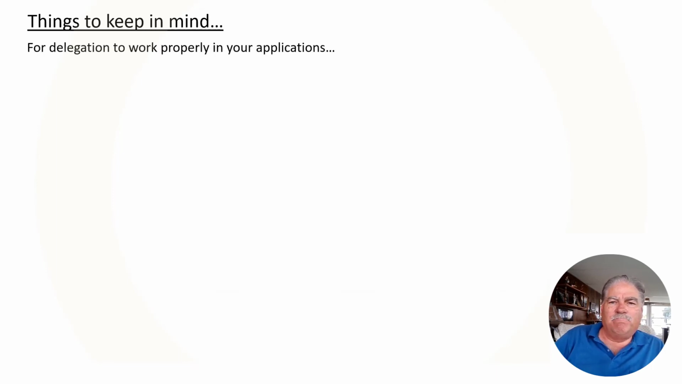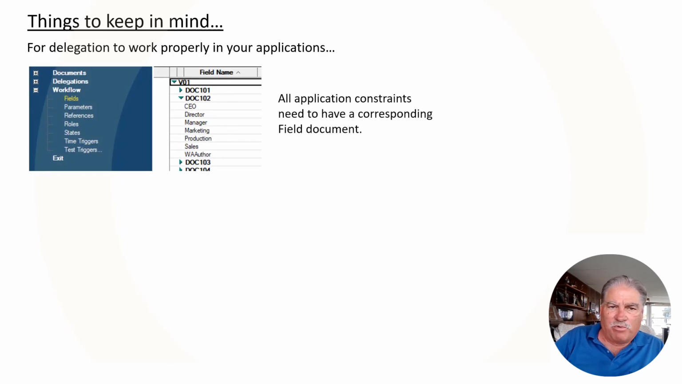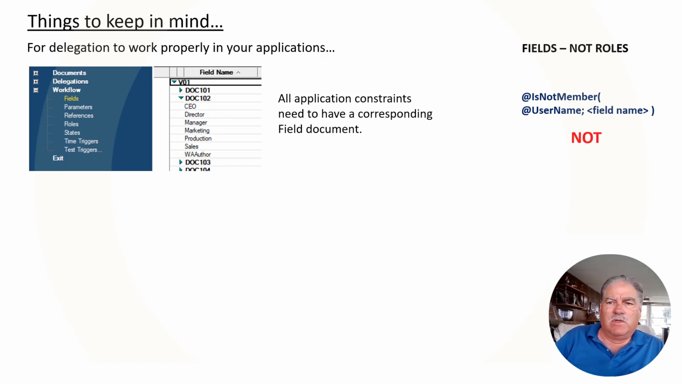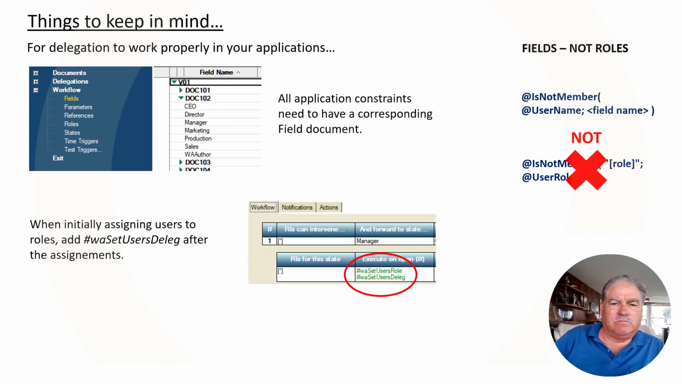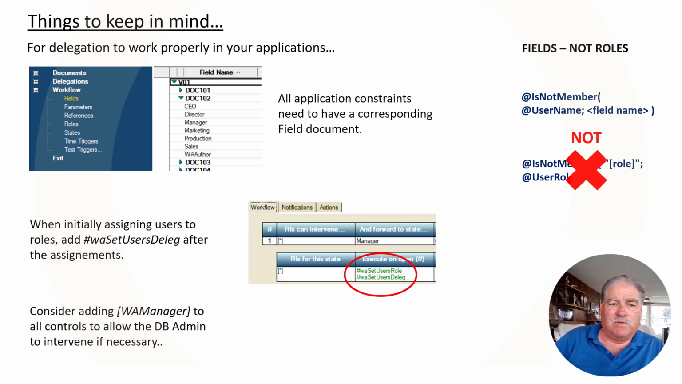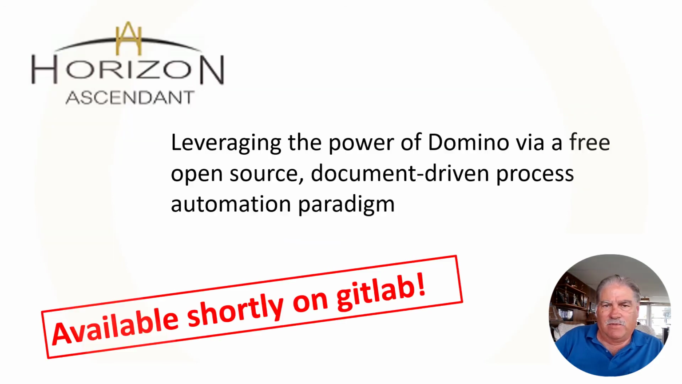A few things to keep in mind for workflow delegation to work properly. So again, we need to create field documents for every corresponding constraint in your application. Always use fields, not roles. So here we want to use that construct, not, for example, one that uses roles. Consider using this code abstraction after you allocate users to your workflow documents, particularly in the initial state. And consider adding WA Manager role to your controls to allow DB admin to intervene if necessary.